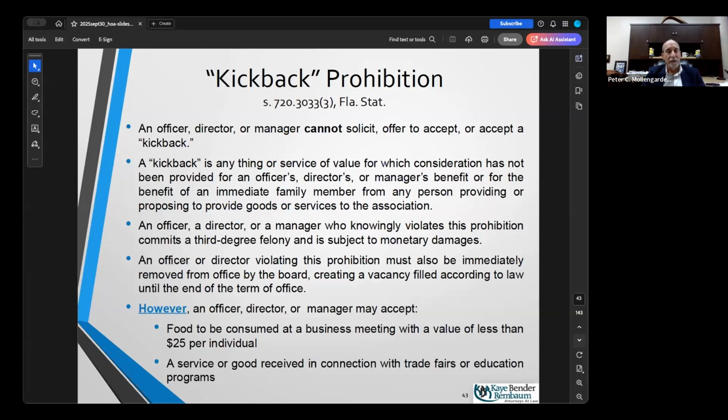You can take or accept food to be consumed at a business meeting with a value of less than $25 per individual, or a service or a good received in connection with trade fairs or education programs. So, we do a lot of these trade shows and trade fairs, and everyone's got their little tchotchkes and things on their tables that they give away. So getting a pen or a squeezy ball at a trade fair is not a kickback.